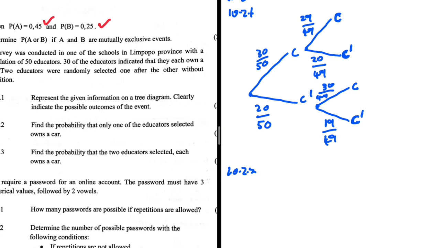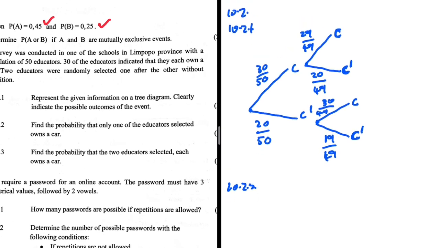10.2.2, find the probability that only one of the educators selected owns a car. Okay, so let's take a look at this outcome. This outcome here is car, car: both teachers have a car. And then the outcome here is car, no car: one teacher has a car, the other one does not. Here, the first teacher does not have a car, the second one has. And here, lastly, they both don't have cars.